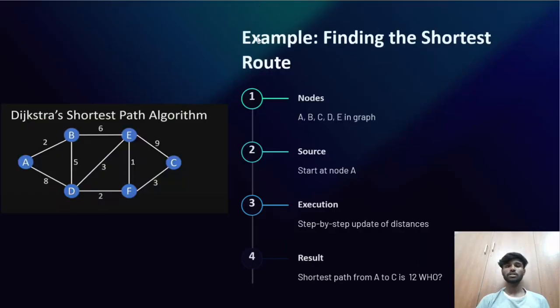Next, we are discussing an example for finding the shortest route. This is the diagram for the example. First, we take nodes A, B, C, D, E in a graph, and we start with node A and execute step by step, updating distances. The resulting shortest path from A to C is 12. How we get it, we discuss next.